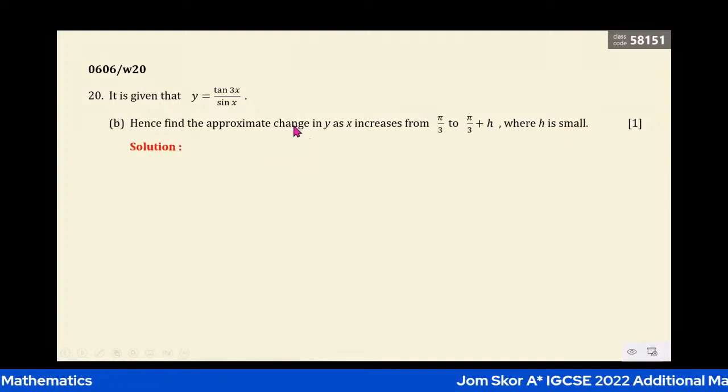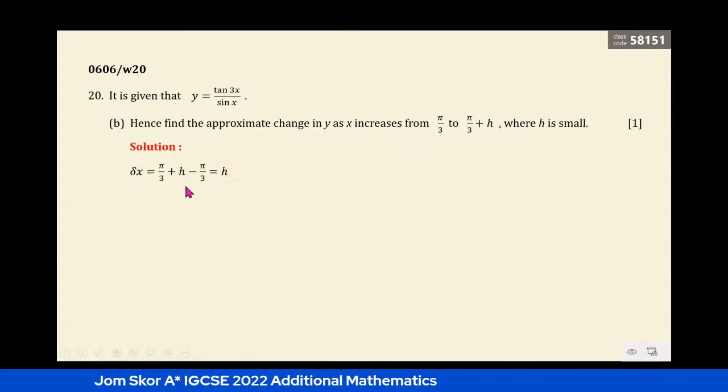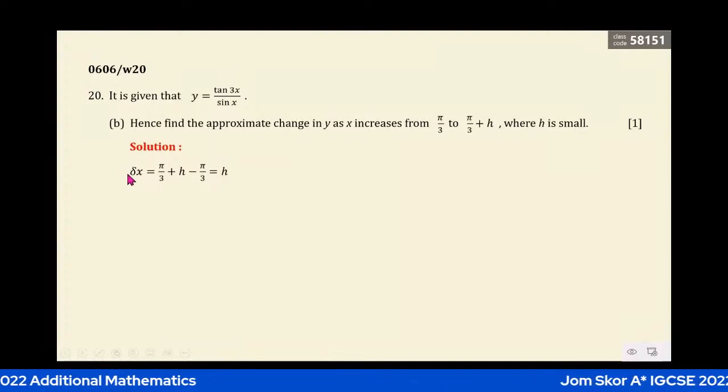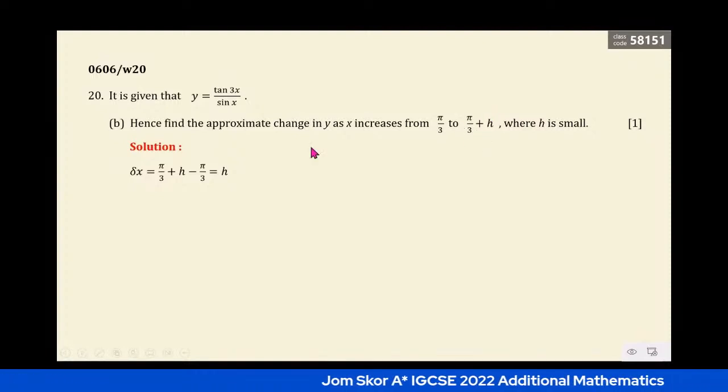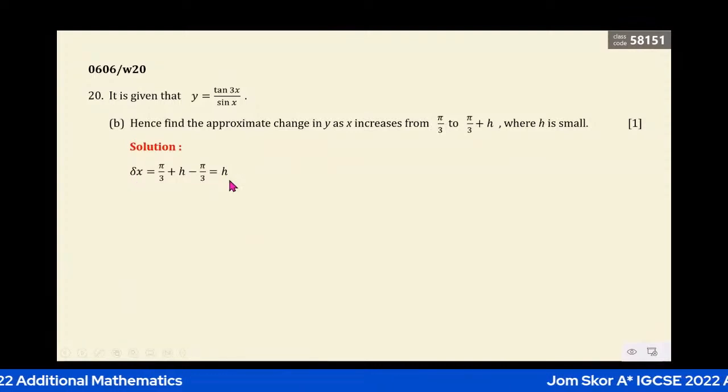Okay, small change. Apa yang dia bagi ni? Berubah ni. x increases from this to this. Meaning that you have delta x. Delta x, how you can find delta x? Delta x adalah ni final reading minus dengan dia punya initial reading, pi over 3. So you will get h. So that is your delta x. Okay, come out with this.